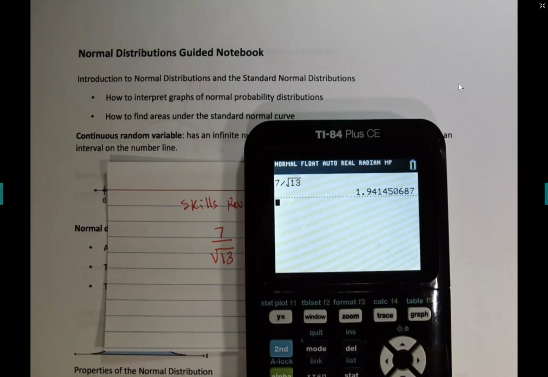If you are to round this one to 2 decimal places, it will be 1.94. If you are to round it to 1 decimal place, it will be 1.9. So just pay attention to those things.